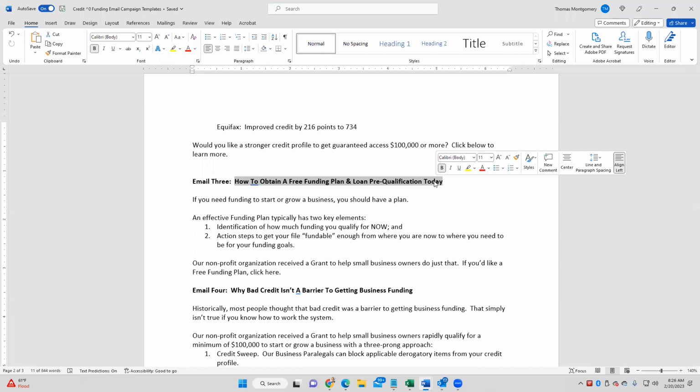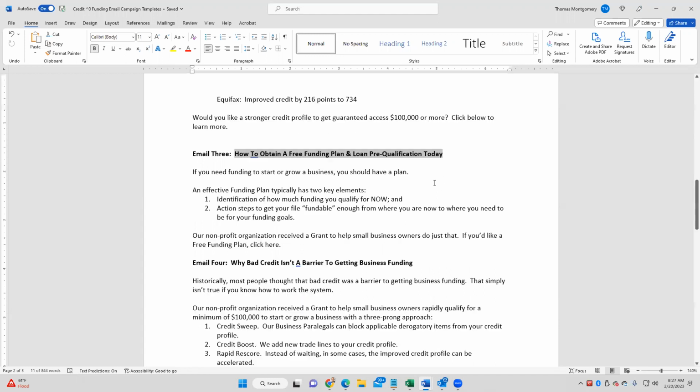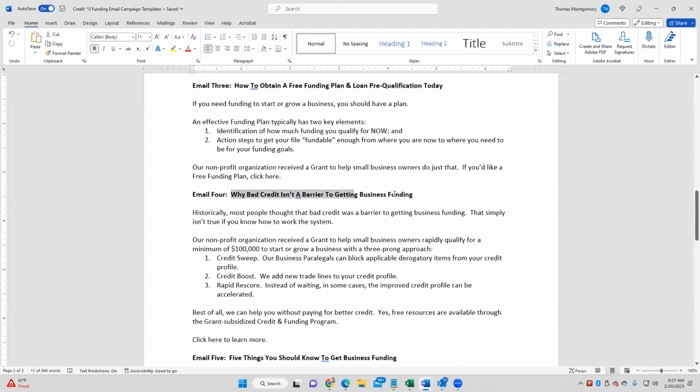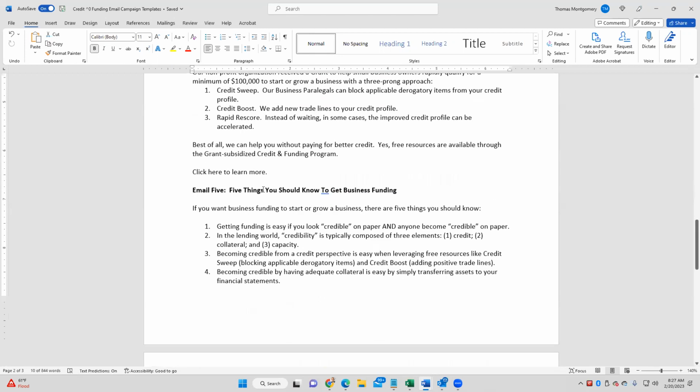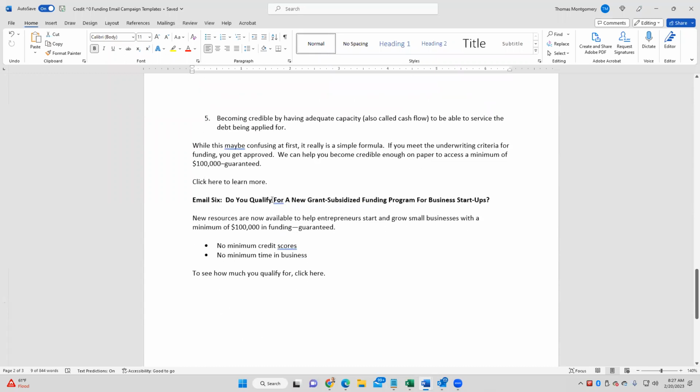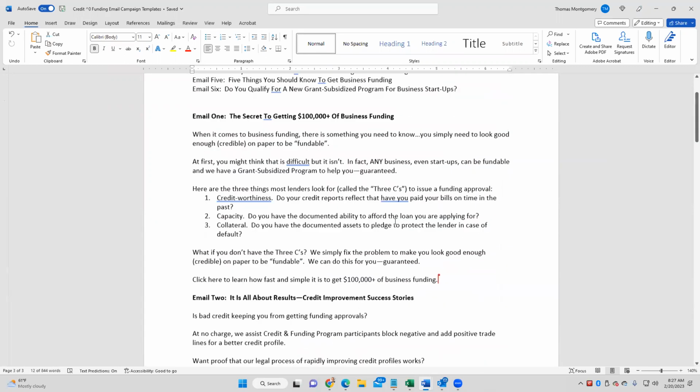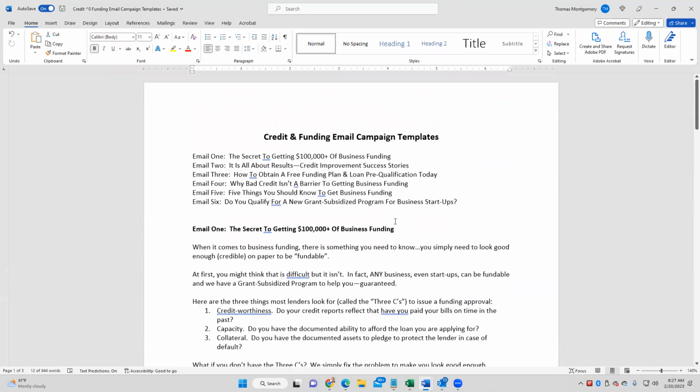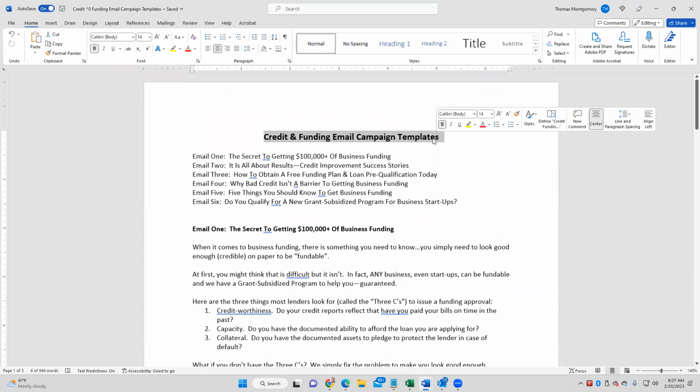We can do a free funding plan for them. They don't have to sign up. We'll put together the funding plan and then they can decide if they want to sign up. We reiterate that bad credit isn't a barrier, that we can address that. We cover the 5 things that they need to know about getting business funding that a lot of people don't know. And then lastly, letting them know that the program works for startups. So who has questions, comments, concerns on the email campaign templates, the reason for it, any of the content?